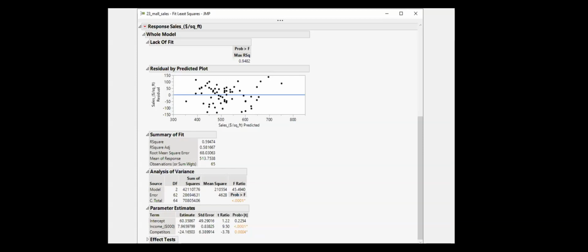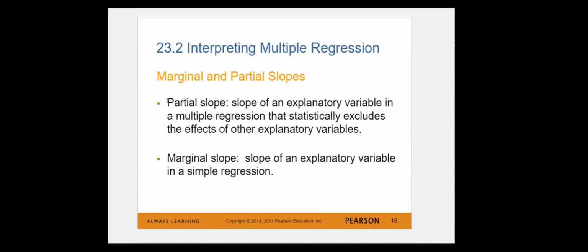What happened? Why competitors by itself was not significant, but when it works together with income, combines with income, it becomes significant, right? I told you, because income and competitors are somehow associated, and this association helps to change sales, because the higher the income, you have more competitors, you have less sales. So somehow, indirectly, competitors is affecting sales. Okay, so I hope you understand the difference between partial and marginal slope.